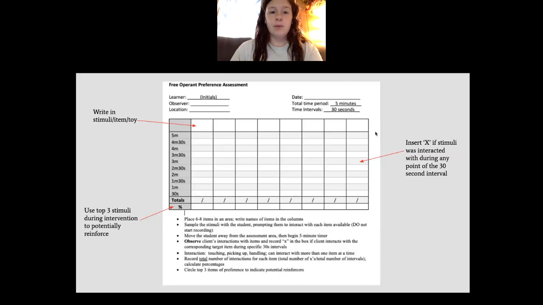Here we have an example of a data sheet. So up here at the top, you will write in the different toys that are provided, set the timer, and you will place an X or a check mark every time the child interacts with that toy during that time period. At the bottom here, we will calculate the percentages and determine which of the toys are the top 3 that the child is interested in and that we can use as potential reinforcers.